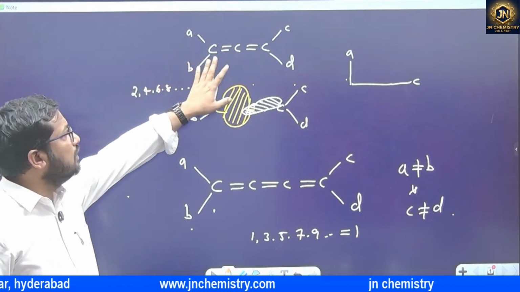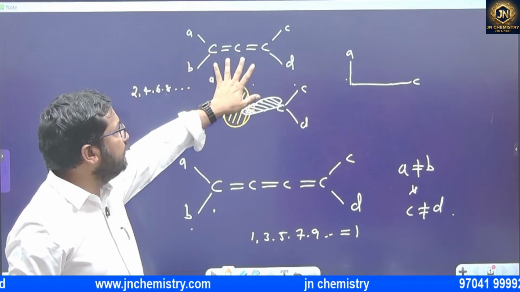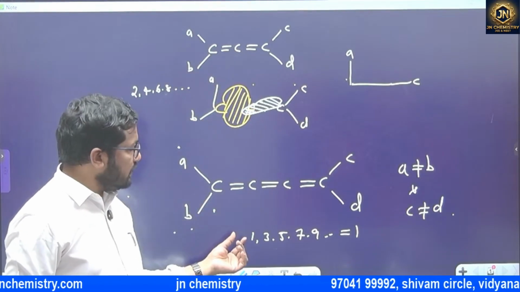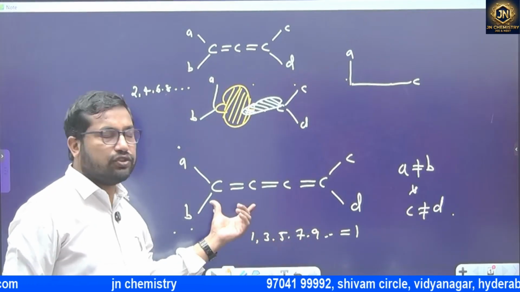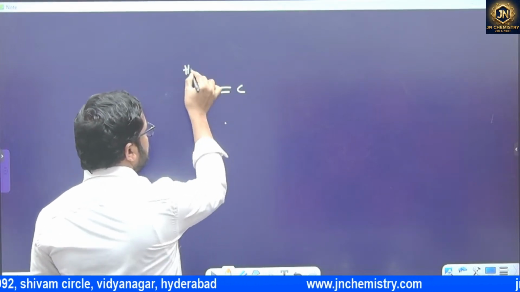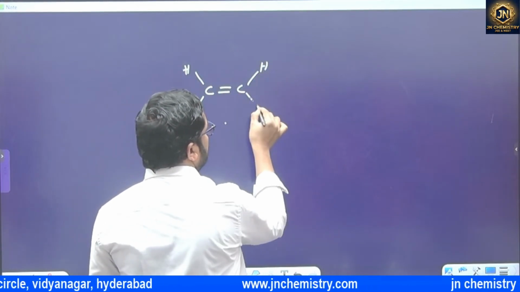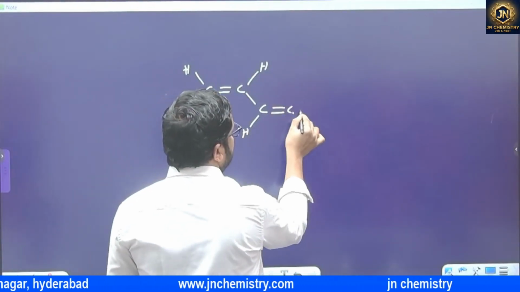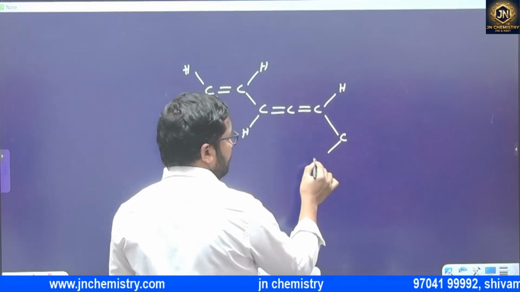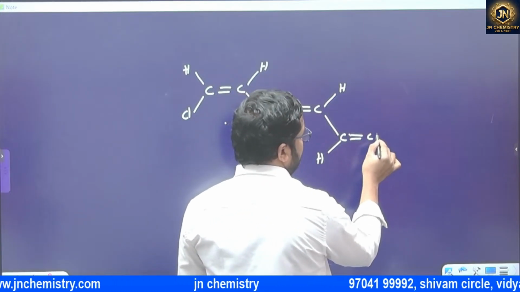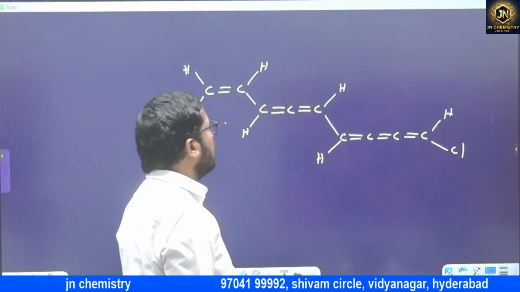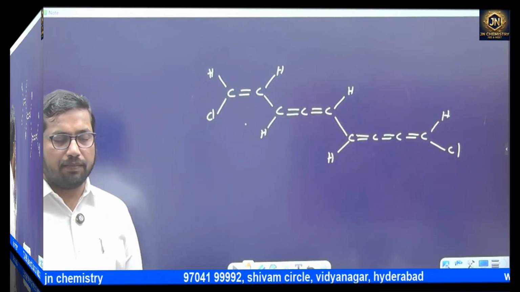So once again I'm telling, in case of allenes, an even number of double bonds, both are perpendicular to each other, they won't show the geometrical isomerism. An odd number of double bonds, 1, 3, 5, 7, 9, those cases will show the geometrical isomerism. So for example, count the number of geometrical isomers for this. Come on, do it. How many?